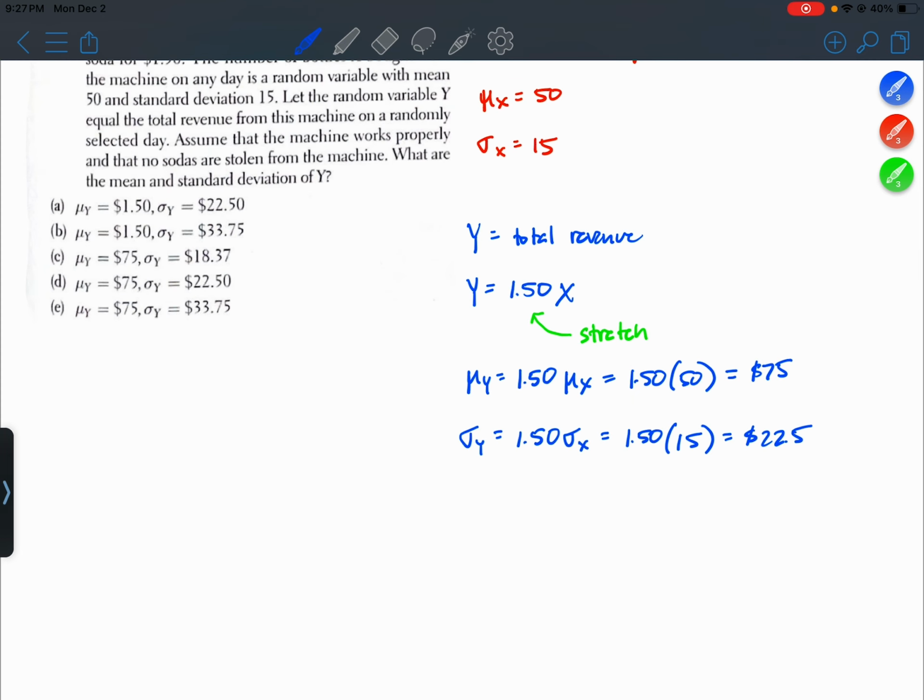All right, so looking at the answer choices, we are going to go with choice D. So for the revenue, we expect on average to produce $75, and that amount of revenue will typically vary by $22.50 from the mean of $75.